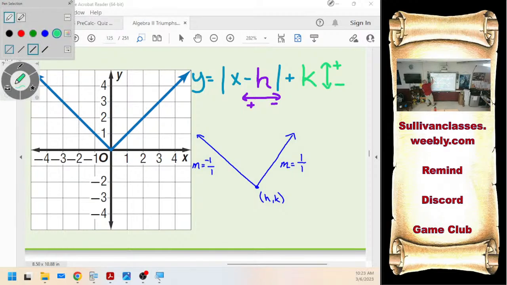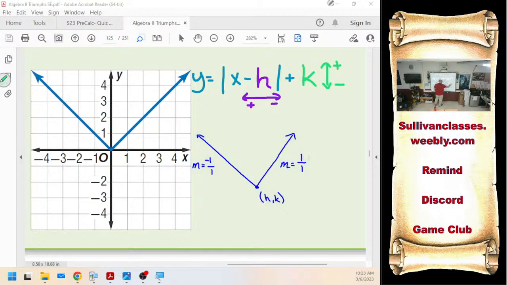Remember our slopes. This says up 1, right 1, up 1, right 1, up 1, right 1. Look at it. Up 1, right 1, up 1, right 1. But because I'm not allowed to make it a line, it's got to hinge up into a V.